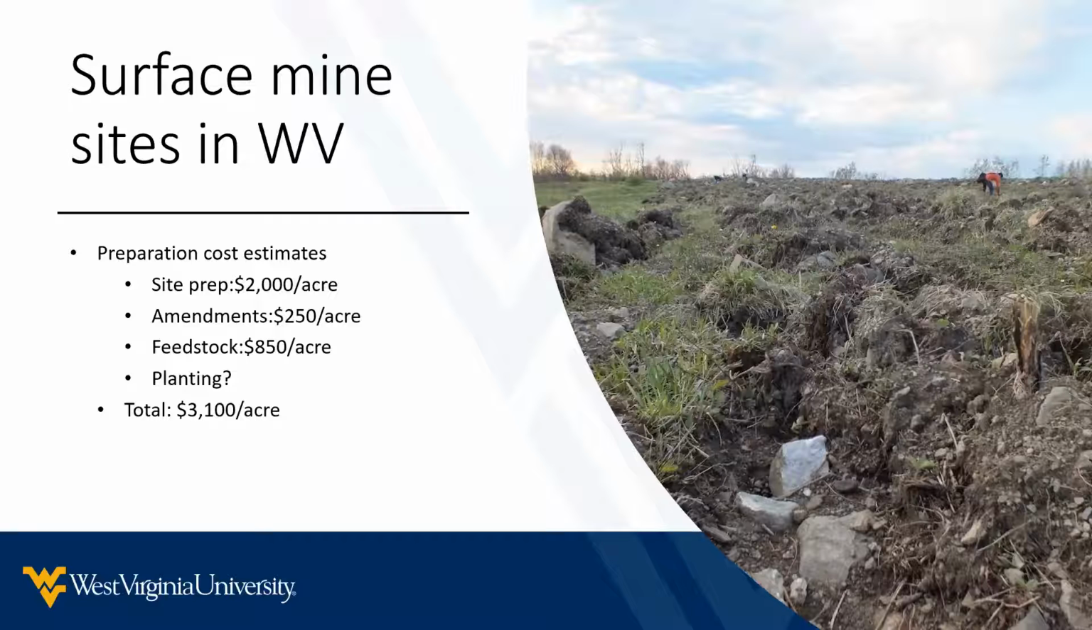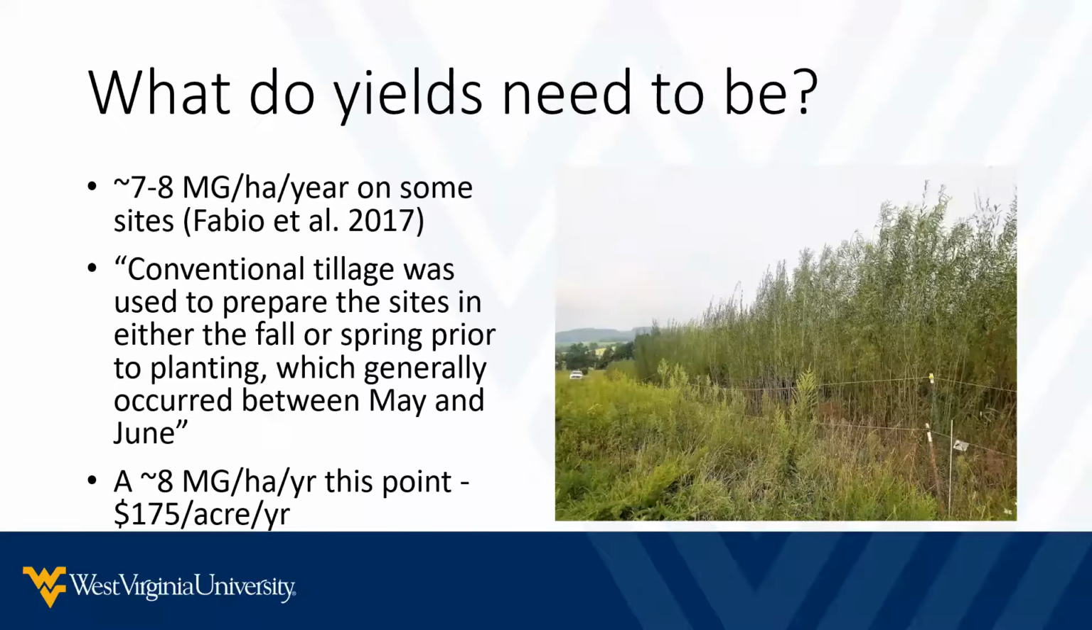So it came up with a total of $3,100 an acre, right? So at $3,000 an acre, even around that, where do our yields need to be on a short rotation woody crop on marginal land? One of the ones that we look at are willow plantations.